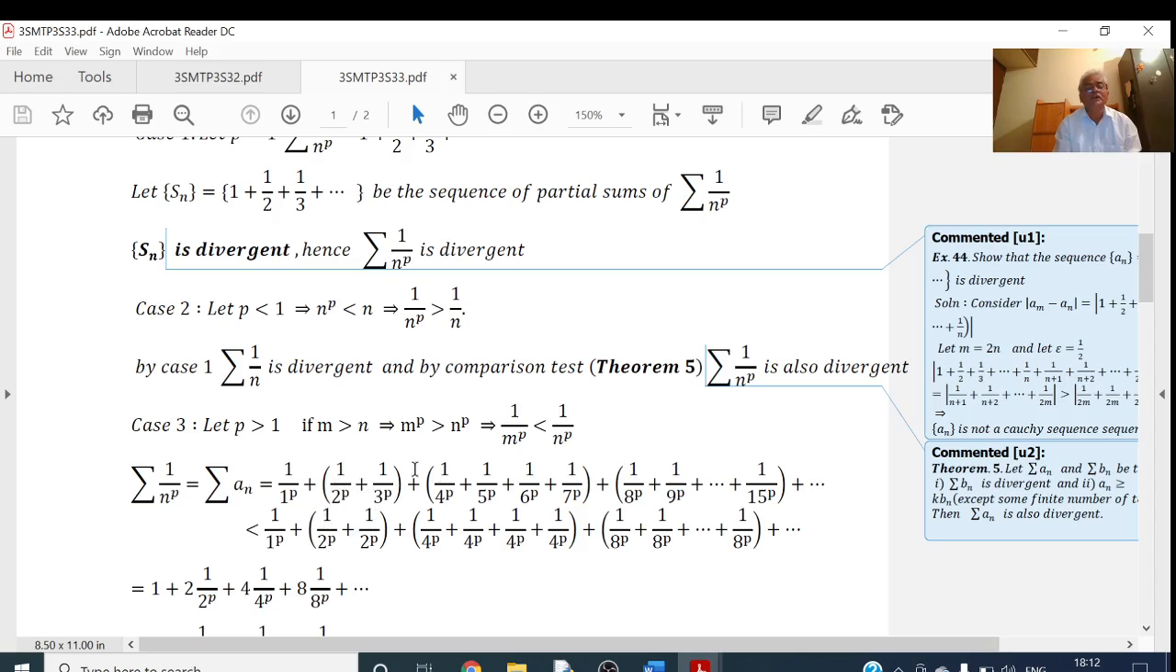And from this we can write 1 by 3 raised to P is less than 1 by 2 raised to P. Now here I have taken 4 terms. 1 by 4 raised to P plus 1 by 5 raised to P is less than 1 by 4 raised to P plus, similarly, 1 by 6 raised to P is less than 1 by 4 raised to P. And 1 by 7 to the power of P is less than 1 by 4 to the power of P. That is, if I consider these 4 terms, they are less than 1 by 4 raised to P plus 1 by 4 raised to P plus 1 by 4 raised to P plus 1 by 4 raised to P. That is 4 times 1 by 4 to the power of P.